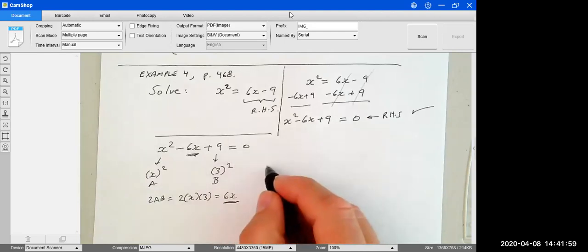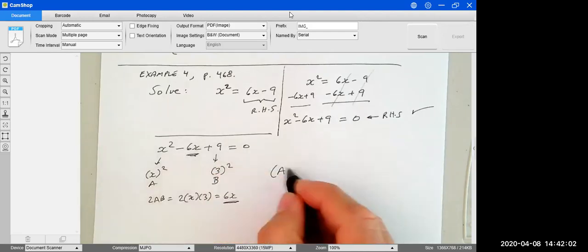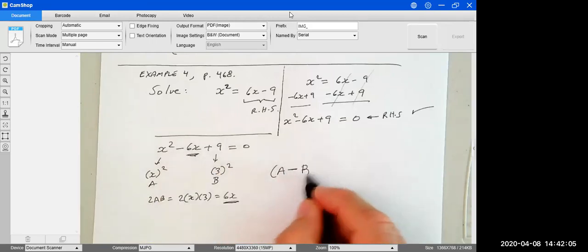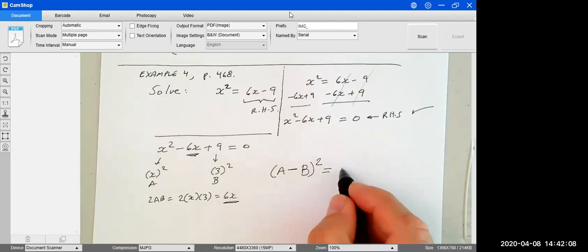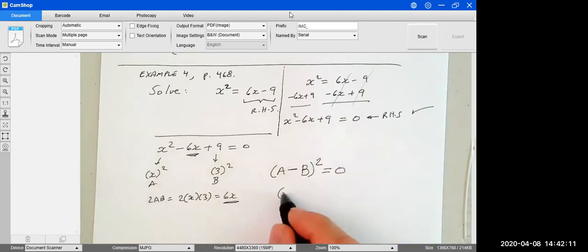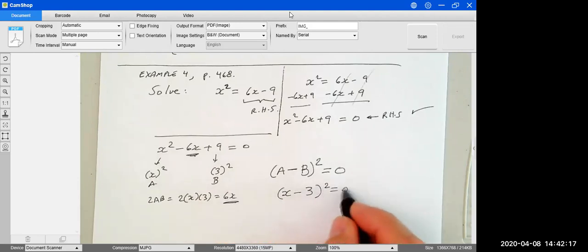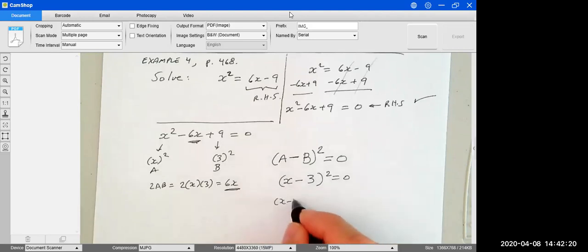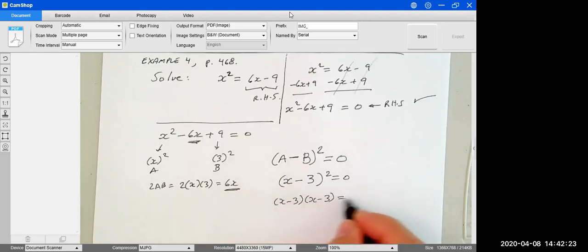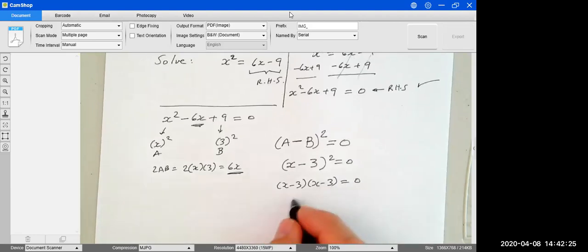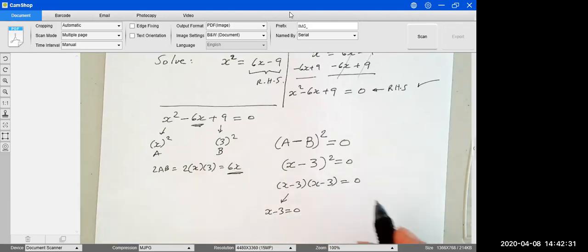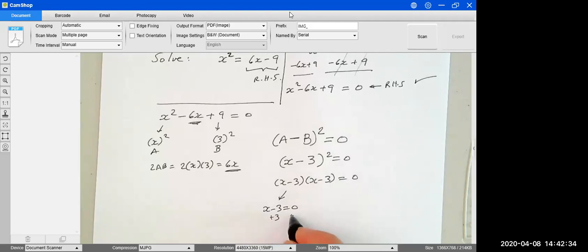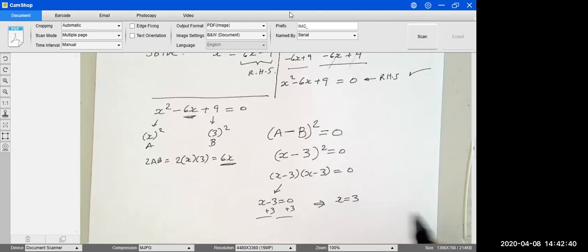So this is then a, minus, because there is a minus here, b squared equal to 0. A is x, b is 3, so x minus 3 squared equal to 0. This is like having x minus 3 times x minus 3 equal to 0. That means that x minus 3 is 0, or x minus 3 is 0, which is the same thing. So you add 3 to both sides and you finally get x equals 3. So there is only one solution.